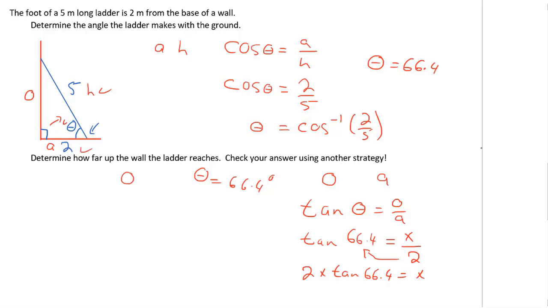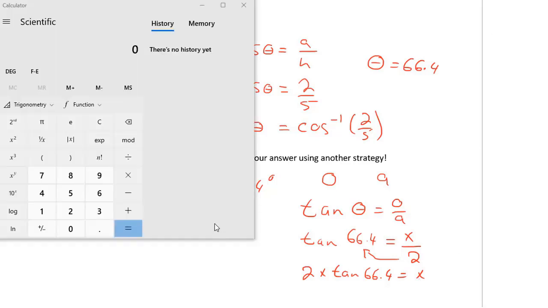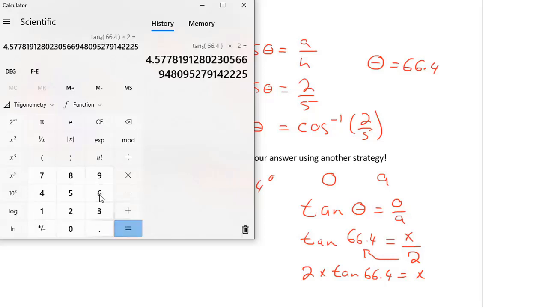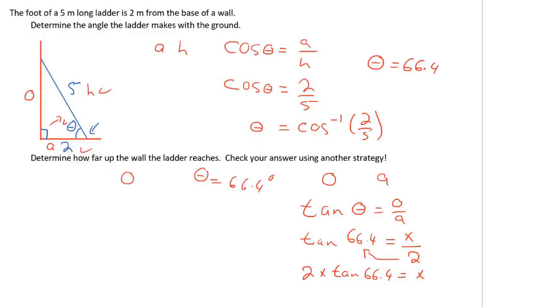I'm just going to pull up my calculator. And again, because this is a backwards calculator, I have to start with 66.4. So 66.4, and then I'm going to hit the tan button, and then times 2. And that equals 4.577. So I can round that off to 4.6. So that means the ladder reaches up the wall 4.6 meters.